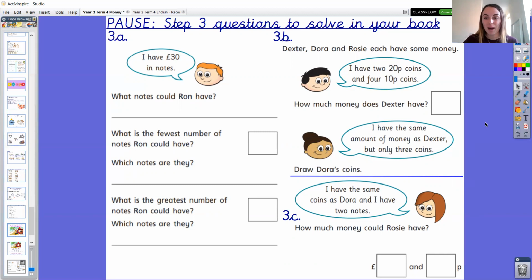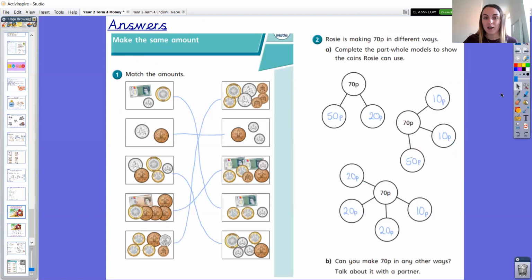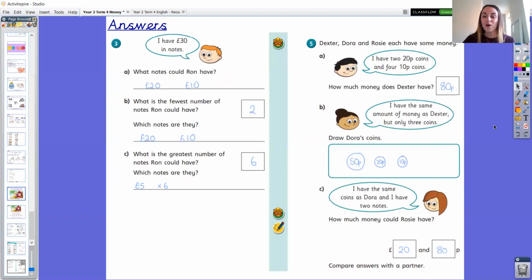Well done, Year 2. I'm so proud of you for flying high in maths today. So on your screen now, you can see the answers so that you can review your learning. Well done, Year 2. You are superstars.